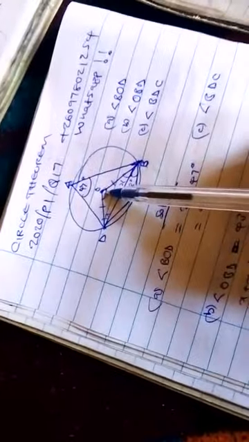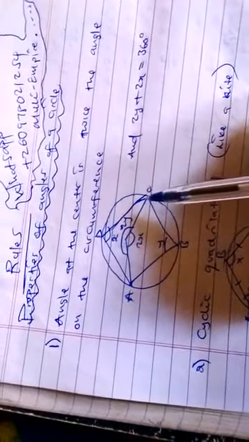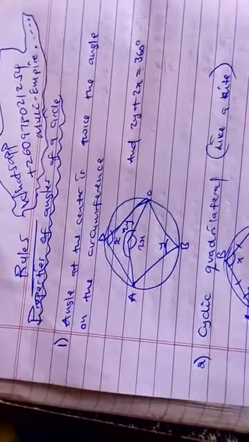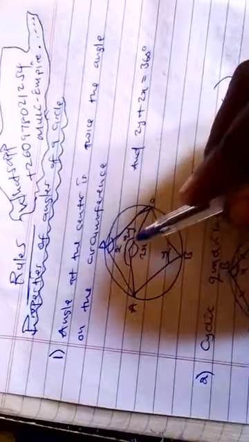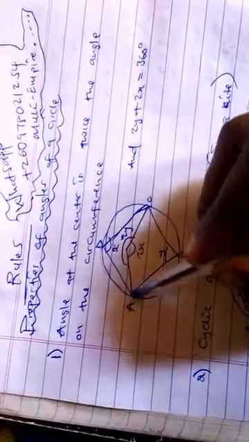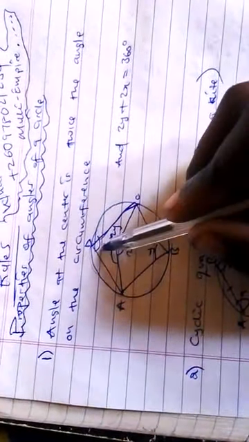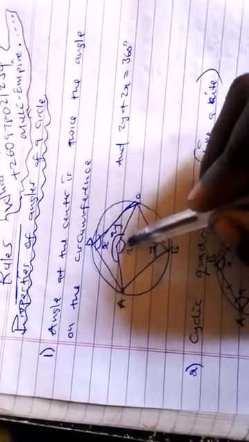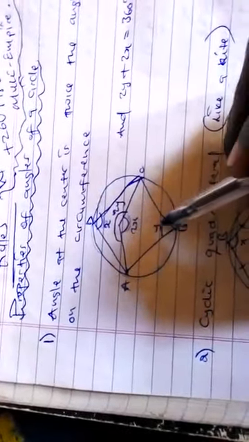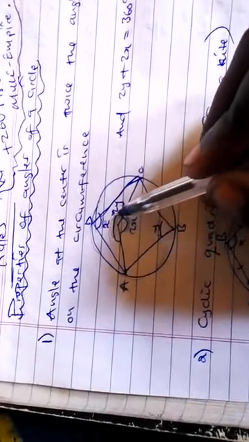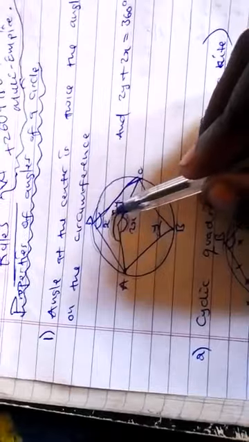But what property is there? So here is the rule. Angles at the center are twice the angles at the circumference. So which are angles at the circumference? Angles like this one at the circumference. So this angle is twice that angle. If this is x, then that one is 2x. If this one is y, the other one on the opposite side is 2y.